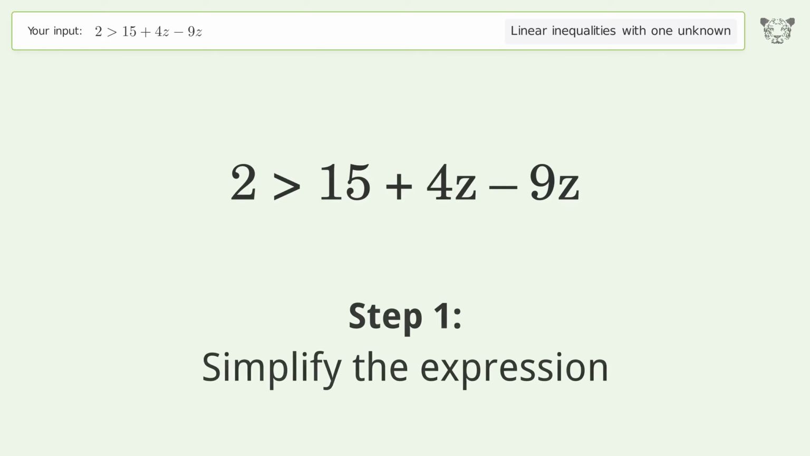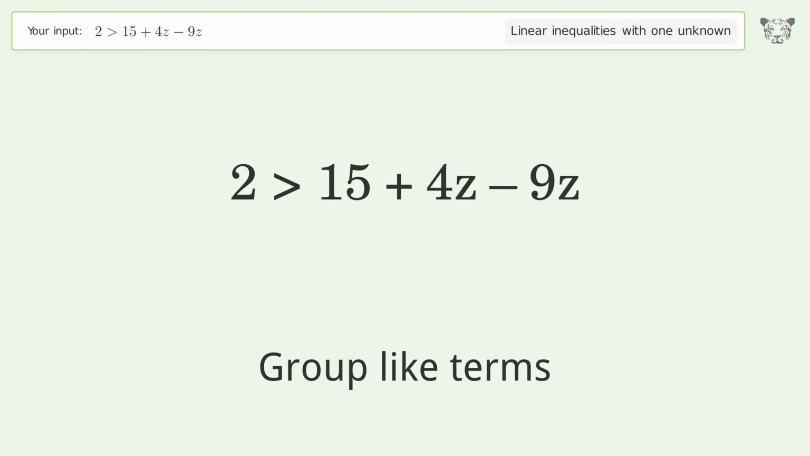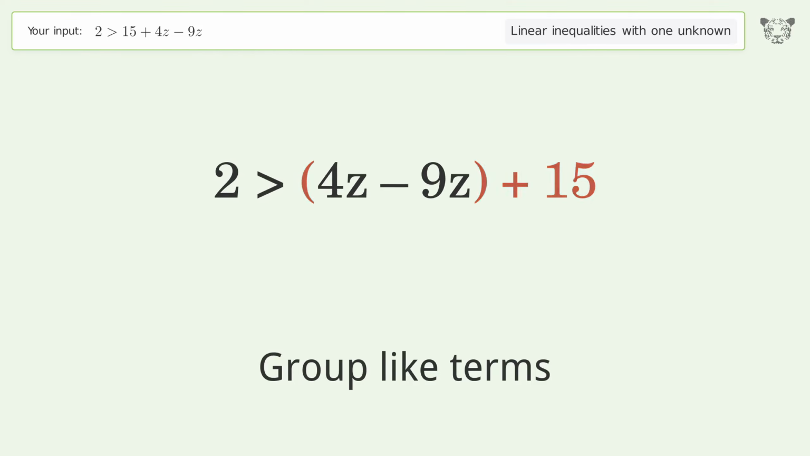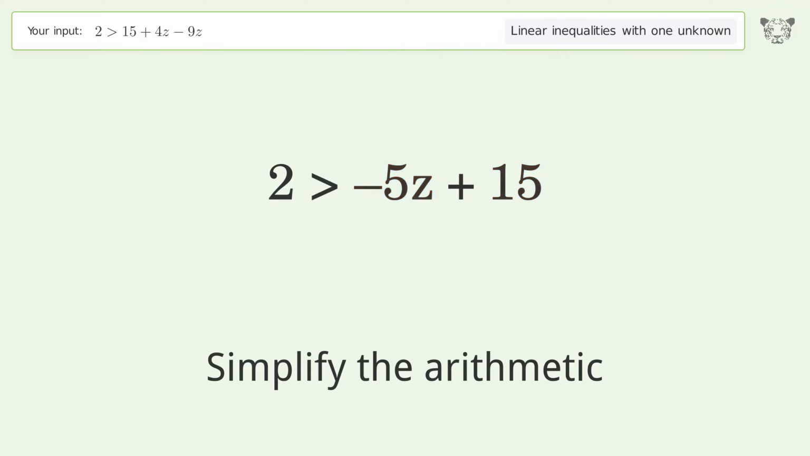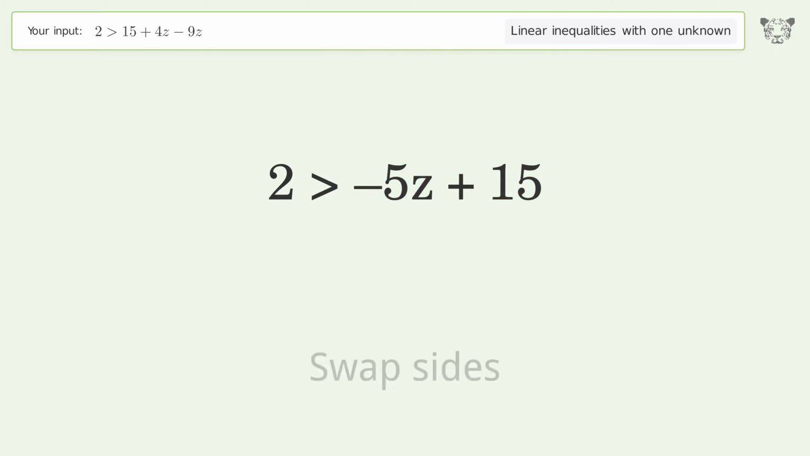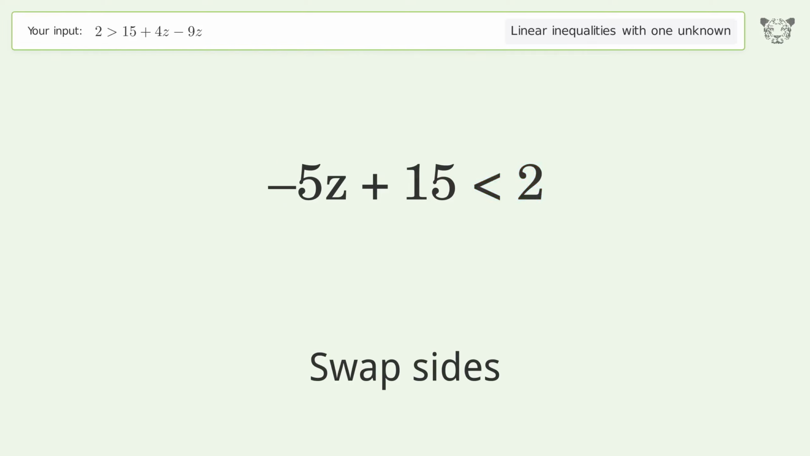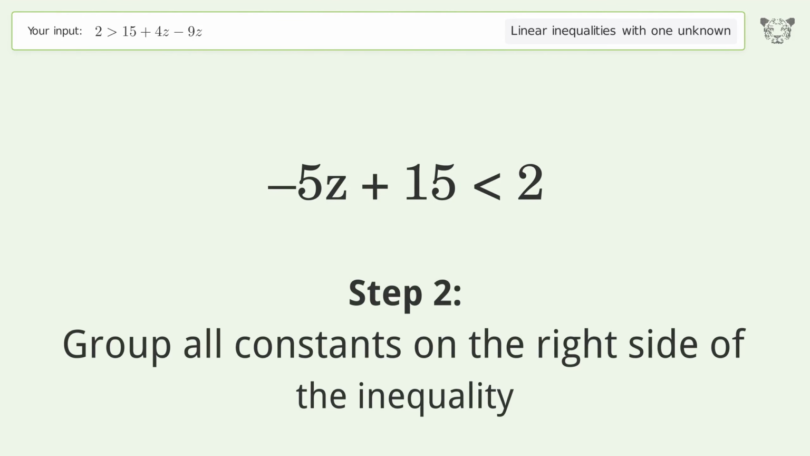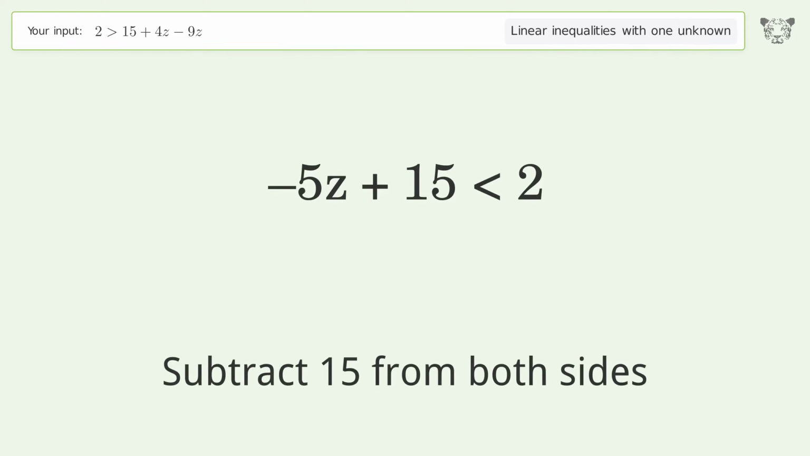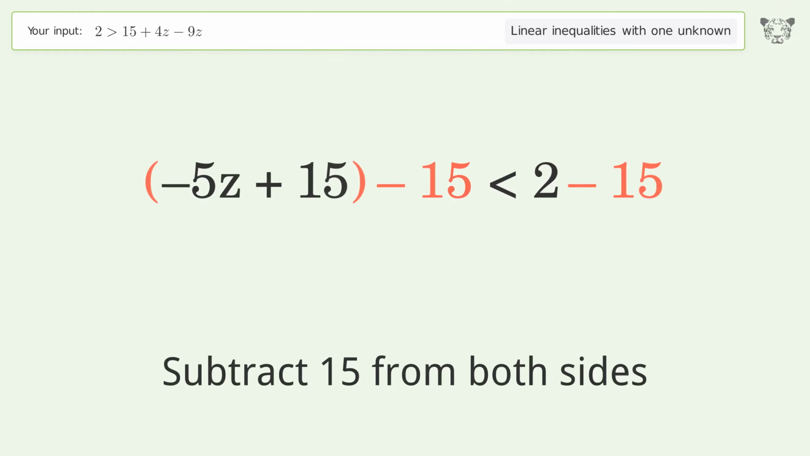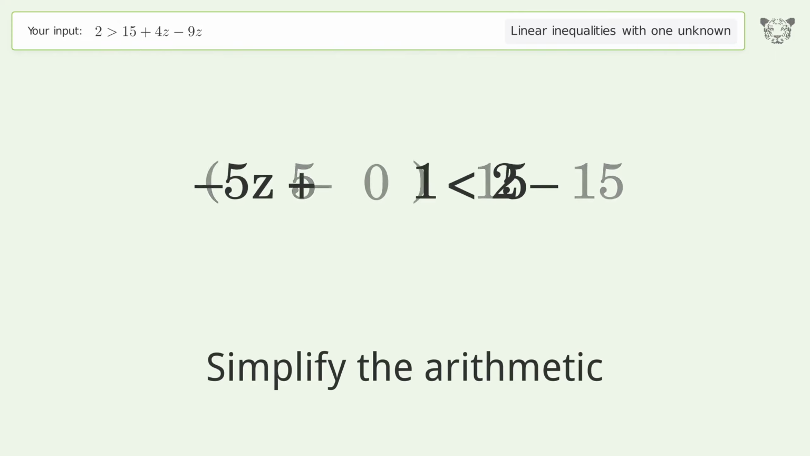Simplify the expression. Group like terms. Simplify the arithmetic. Swap sides. Group all constants on the right side of the inequality. Subtract 15 from both sides. Simplify the arithmetic.